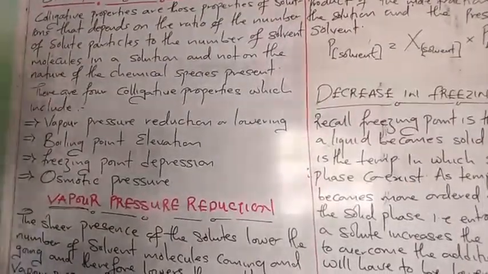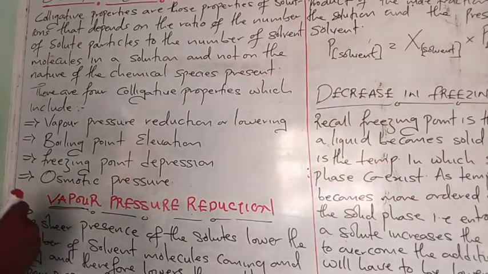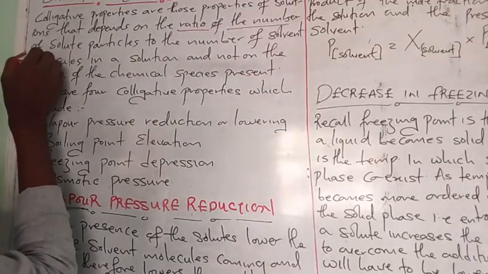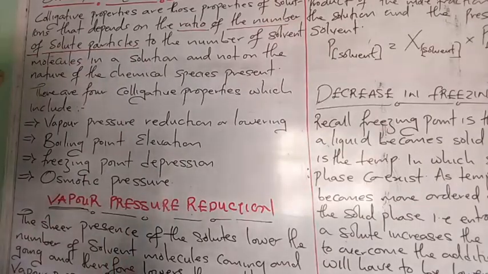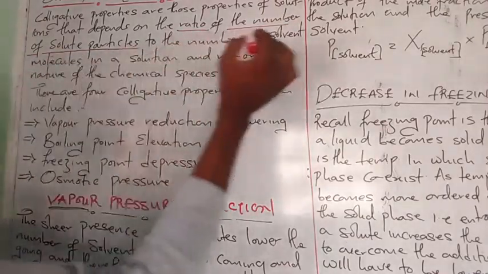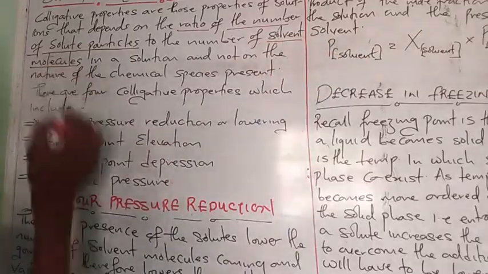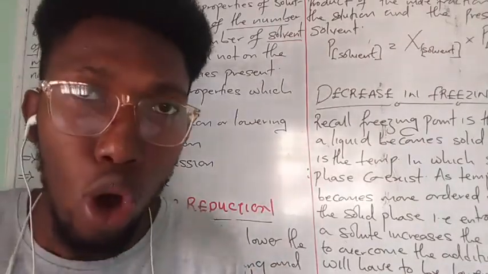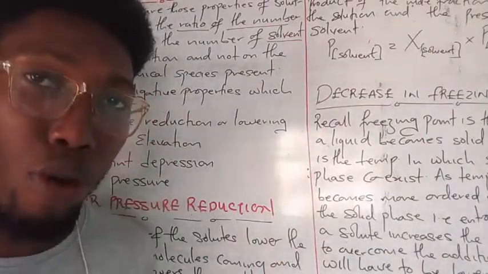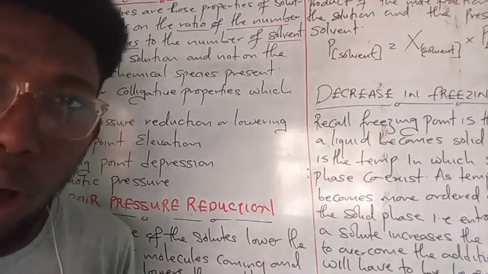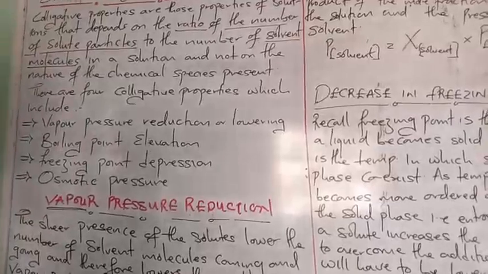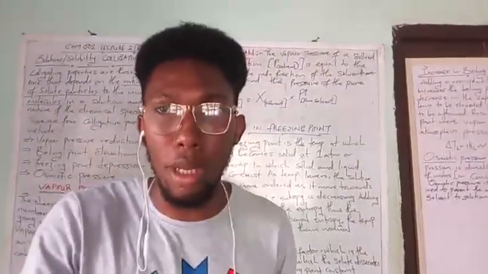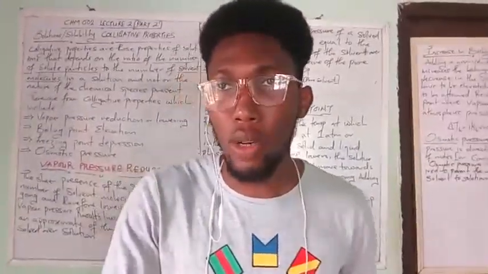We have said that colligative properties are properties of solutions that depend on the ratio of the number of solute particles to the number of solvent molecules. So you are just dealing with the ratio of the number of solute particles to the number of solvent molecules, and not on the chemical species, that is, the nature of the chemical species present. That's what we mean by colligative properties.